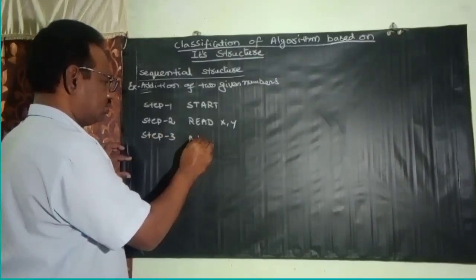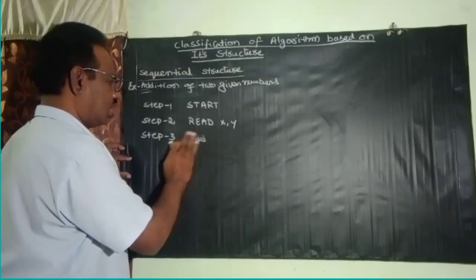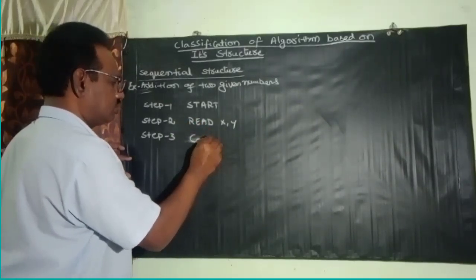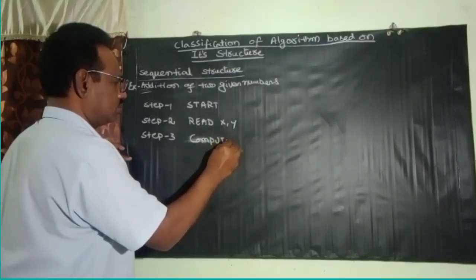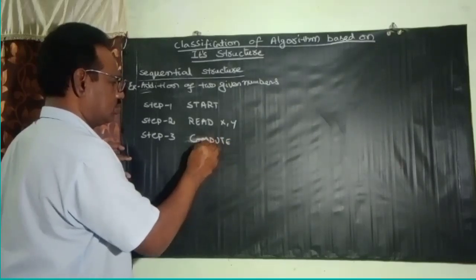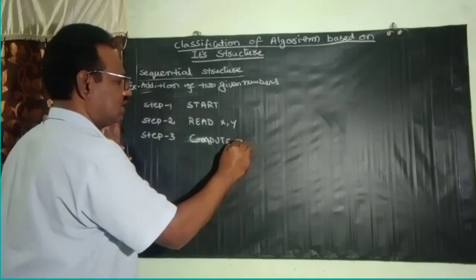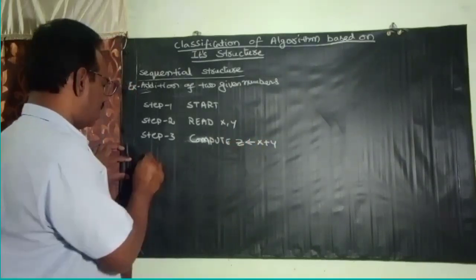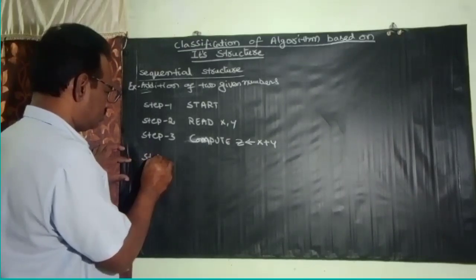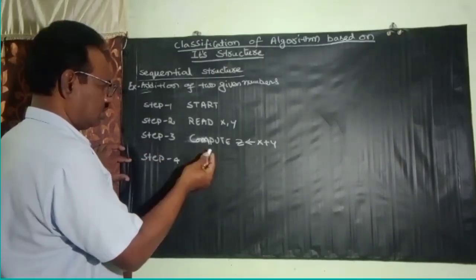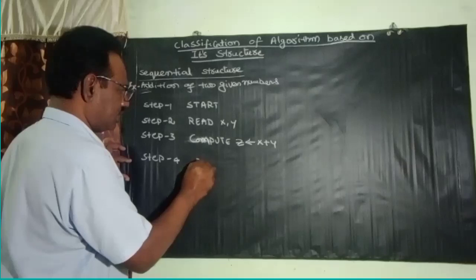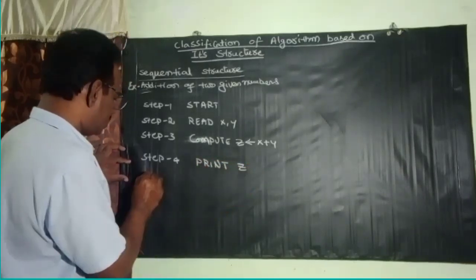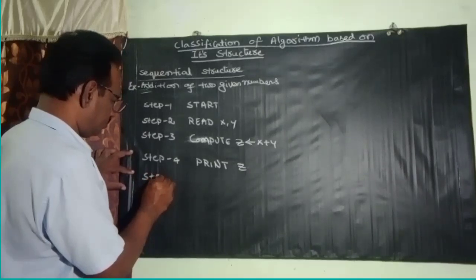Step 3, add or compute z equal to x plus y. And step 4, that is I have to print z. The last statement is stop.